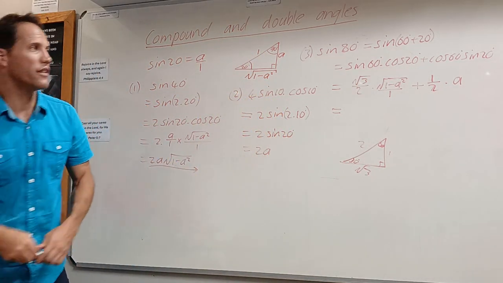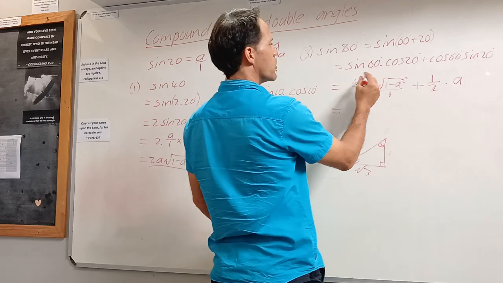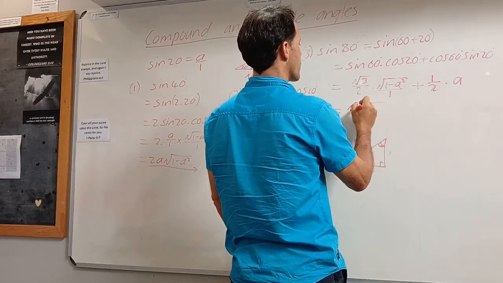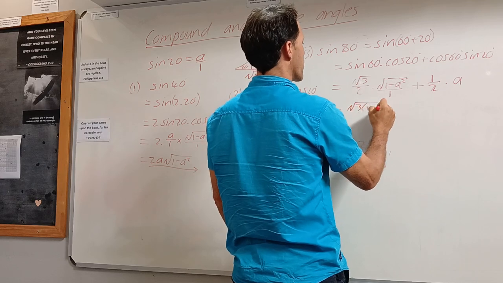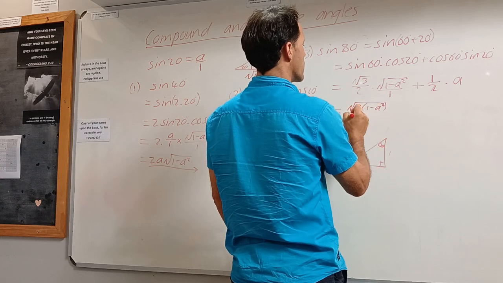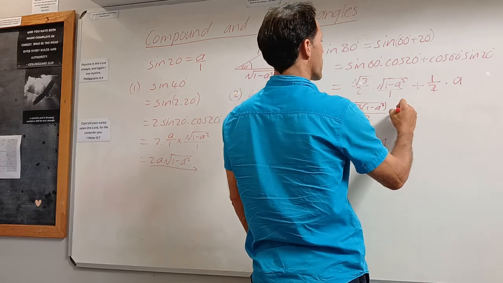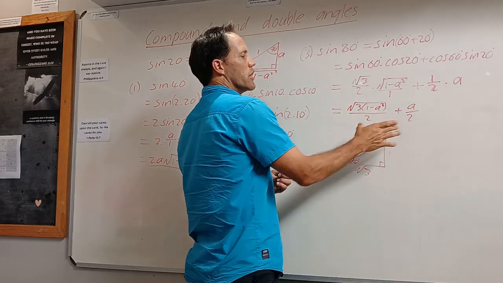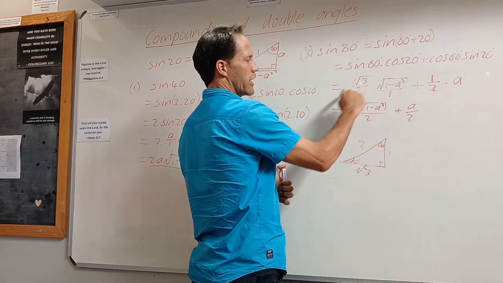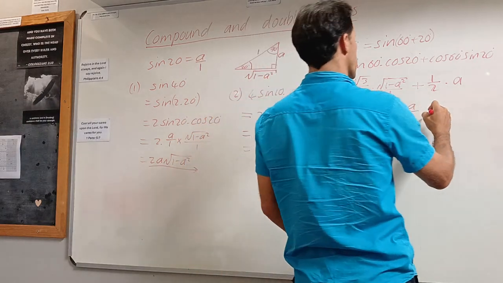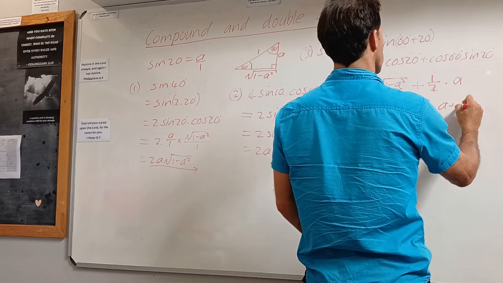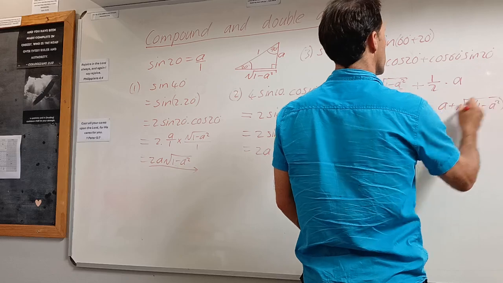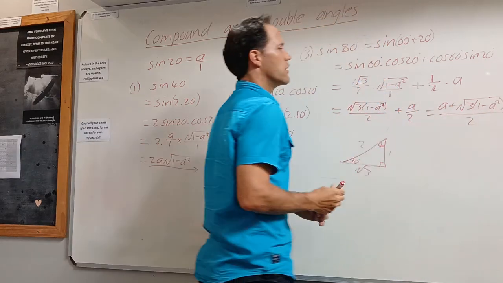And then when you simplify that, you can actually combine them. This part will become square root of 3 times 1 minus A squared over 2, and here you're just going to have plus A over 2. They have the same denominator, so you can add them and say it's going to be A plus square root of 3 times 1 minus A squared, the whole thing over 2.